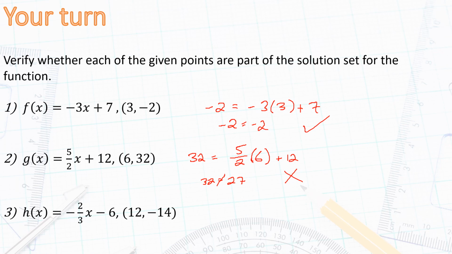And then for number 3, we've got h of x, and we want to know if the output is negative 14 and the input is 12, does that work? So minus 2 over 3 times 12 and minus 6. So 12 times 2 is 24, divided by 3 is 8, and it's negative 8. Negative 8 minus 16 is negative 14. So this one is part of the solution set. So we had yes, no, yes as our answers.